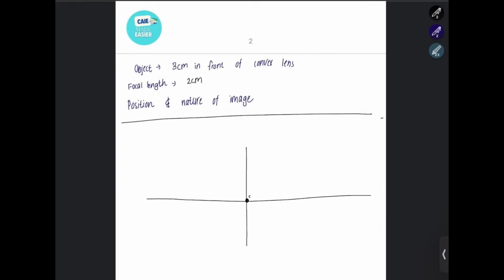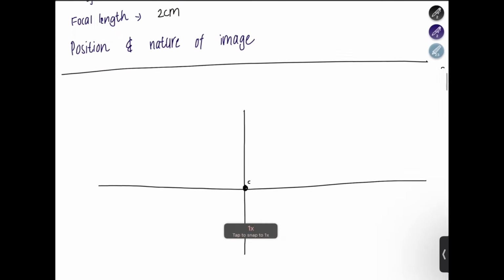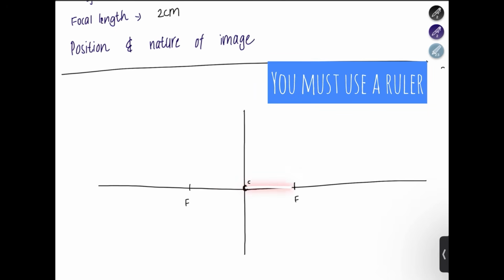You have an object which is kept 3 centimeters in front of a convex lens, and the focal length is 2 centimeters. Find out the position and the nature of the image, okay? So let's start with the focal length. You need to draw your focal points, which are 2 centimeters from the optical center, okay? Let's do that. So use a ruler, F and F, and then you're going to draw 2F as well, which is 2 centimeters plus 2 centimeters, 4 centimeters from the optical center. So approximately here.